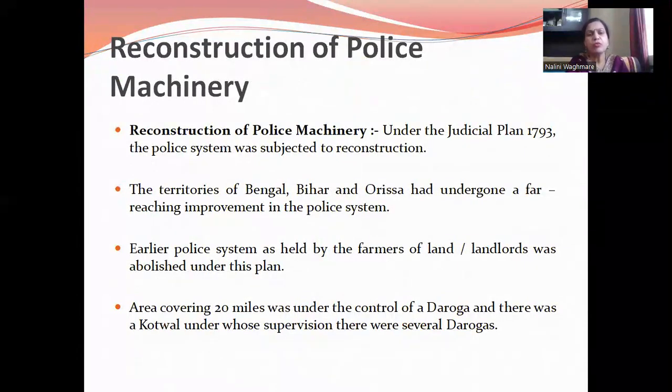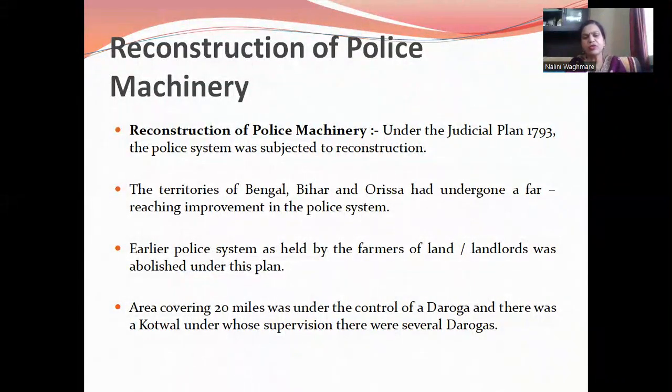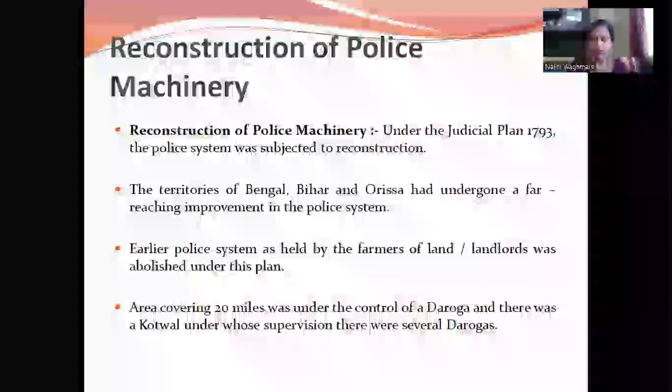Then the reconstruction of police machinery. Under the Judicial Plan of 1793, the police system was subjected to reconstruction. The territories of Bengal, Bihar, and Orissa underwent a far-reaching improvement in the police system. The earlier police system held by farmers of land, landlords, was abolished under this plan. So there was special appointment of persons. Areas covering 20 miles were under the control of a Daroga, and there was a Kotwal under whose supervision there were several Darogas.